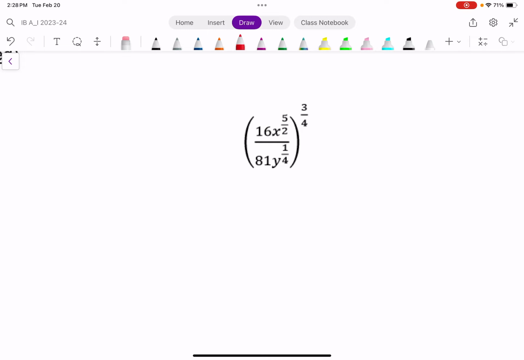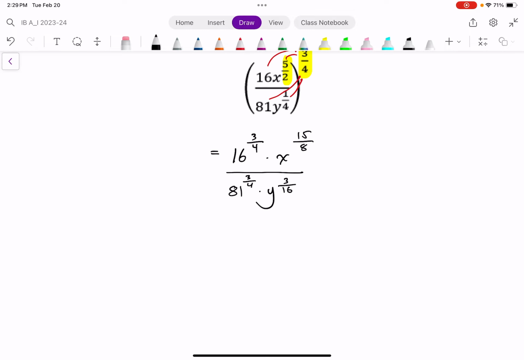So I have everything inside here being raised to the power of 3/4. So everything, including the 16 and 81, I want to raise to the power of 3/4. Which brings me to 16 to the power of 3/4, which I'll get to in a bit, times x to the power of, we have 5/2 times 3/4, right? You have a power raised to another power, you multiply your exponents, and so this is just 15 over 8. And my denominator, I have 81 to the 3/4. Easy to forget about those coefficients there. And then y, and I have 1/4 times 3/4, which is 3/16.